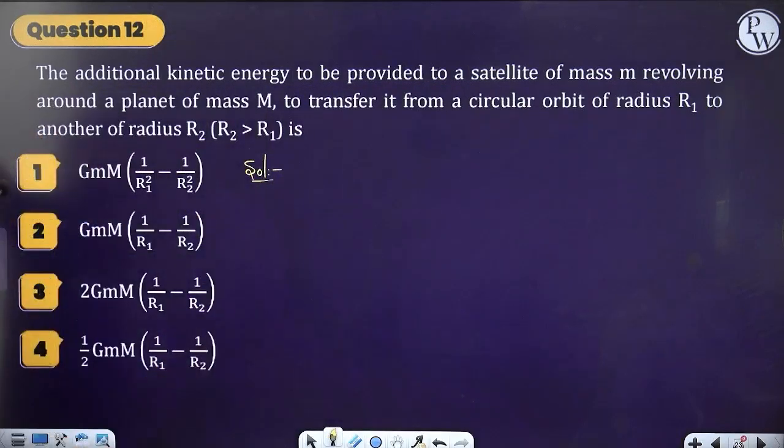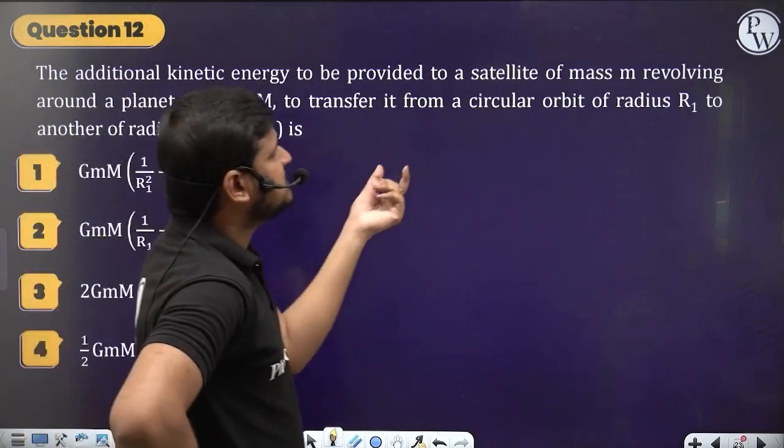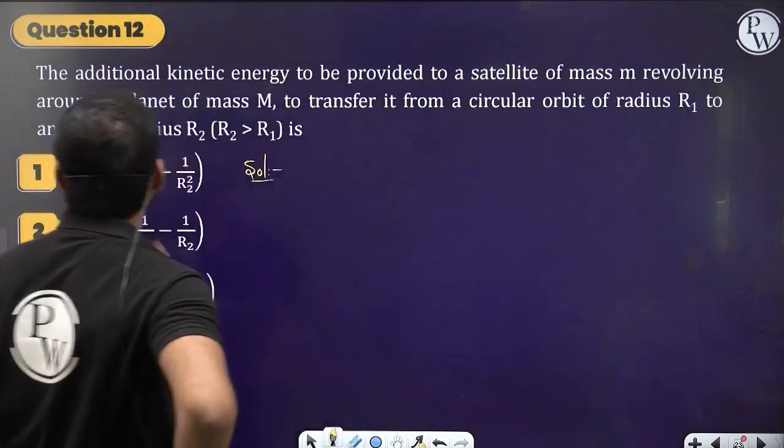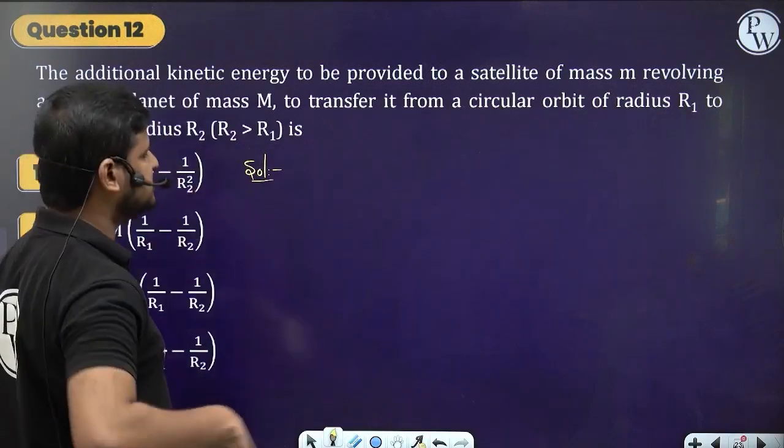The additional kinetic energy to be provided to a satellite of mass m revolving around a planet of mass M. Okay, so satellite mass is small m and planet mass is capital M. To transfer it from a circular orbit of radius r1 to another radius r2, where r2 is greater than r1.